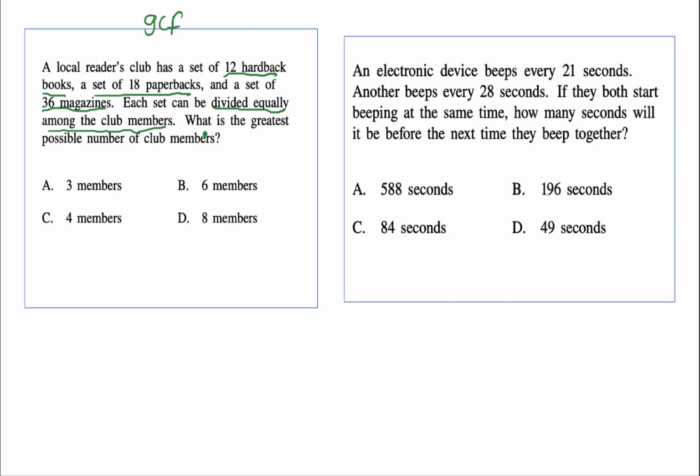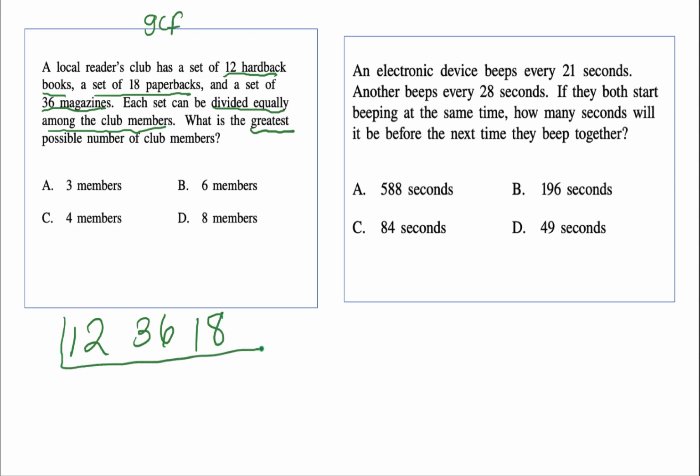If I go on to the question, notice it's saying, what is the greatest possible number of club members? So we're finding GCF. The numbers we're dealing with are 12, 36, and 18, and I did not write them in order.